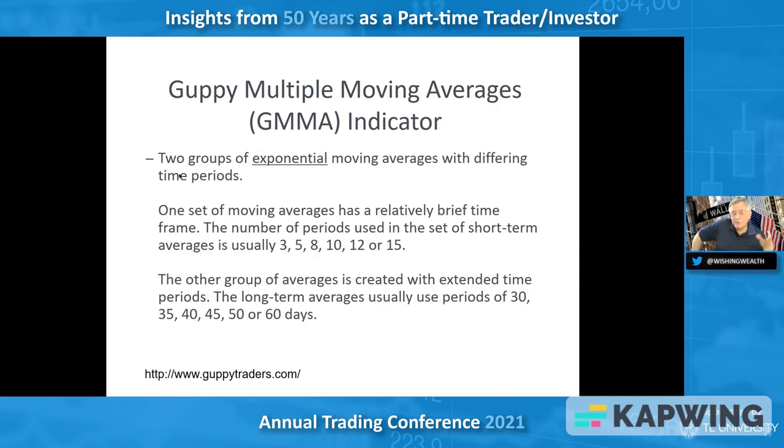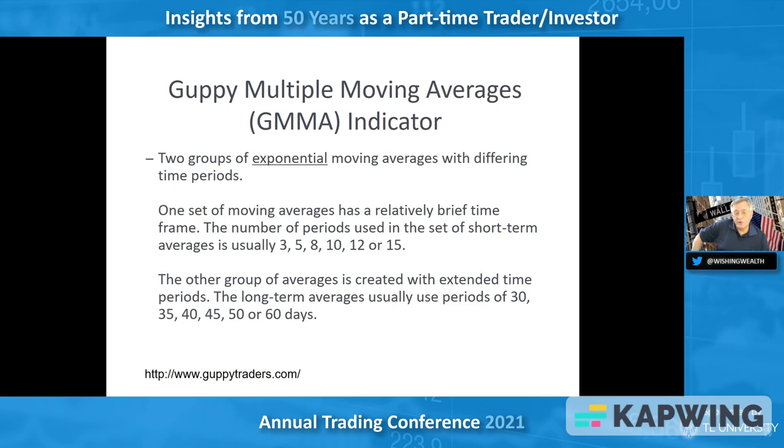The Guppy multiple moving average indicator is basically two groups of exponential moving averages. You don't have to know what they are. They're just simple moving averages, except they average a bunch of closes, and the exponential gives more weight to the more recent closes.